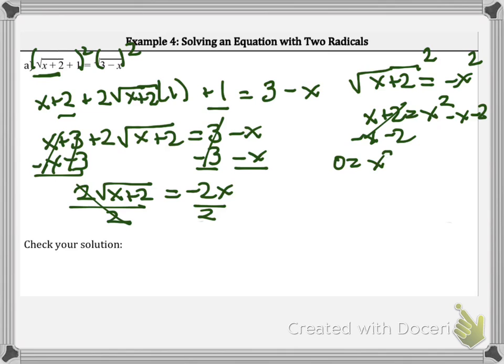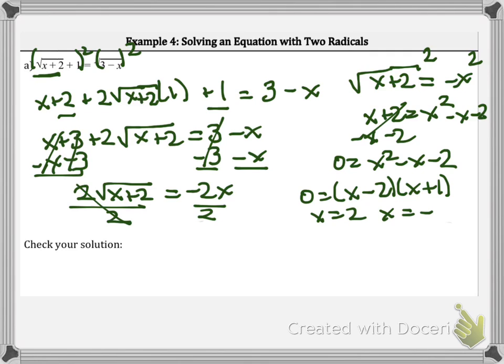0 equals x squared minus x minus 2. And this is factorable to x minus 2, x plus 1. And yes, x equals 2, or x equals negative 1. So let's try it out in the original problem. To check for extraneous solutions, let's check out x equals negative 1.